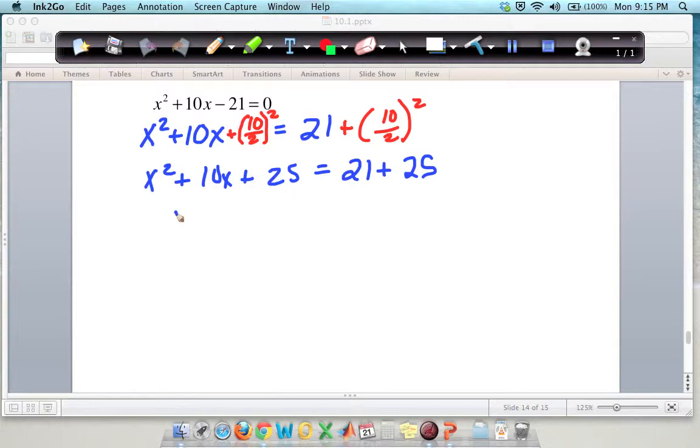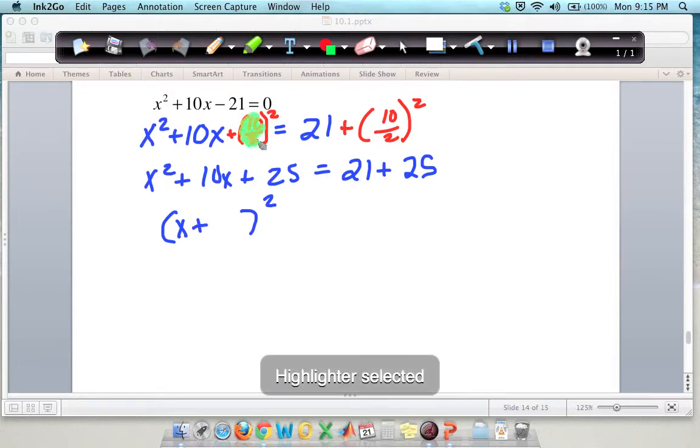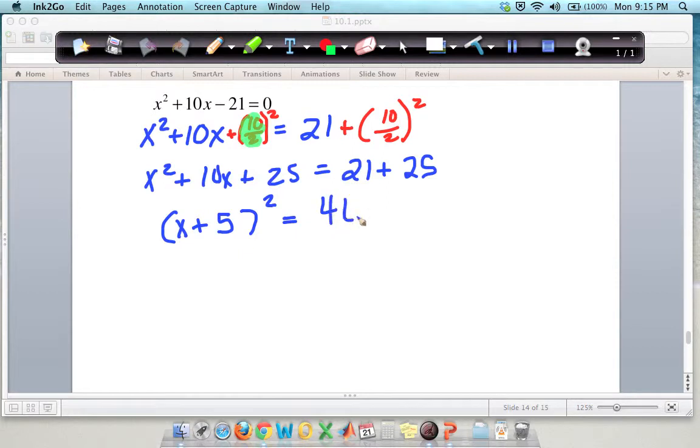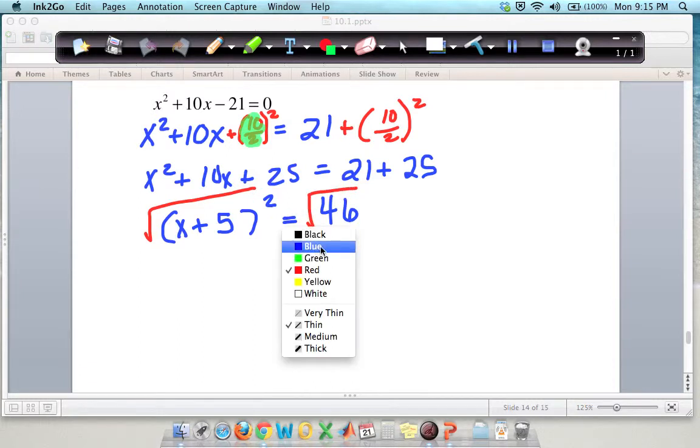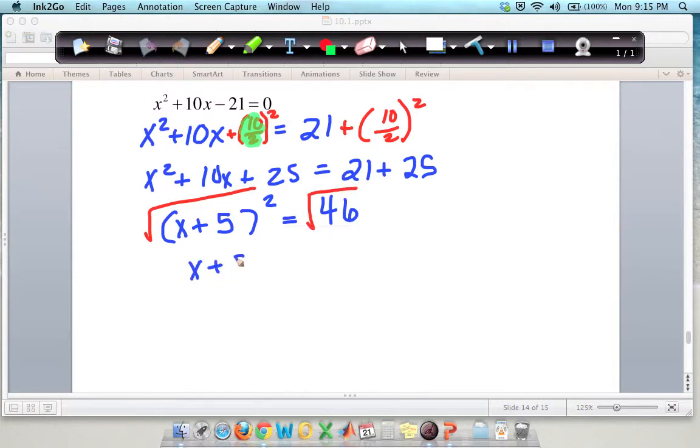This is now a perfect square trinomial that factors. What multiplies to 25 and adds to 10? Or, like I said, you can just come up here and look inside the parentheses: 10 divided by 2 is 5. So (x + 5)^2 equals 46. You take the square root of both sides, and we get x + 5 equals plus or minus the square root of 46. And you can see, can 46 simplify? Because I want an exact answer.